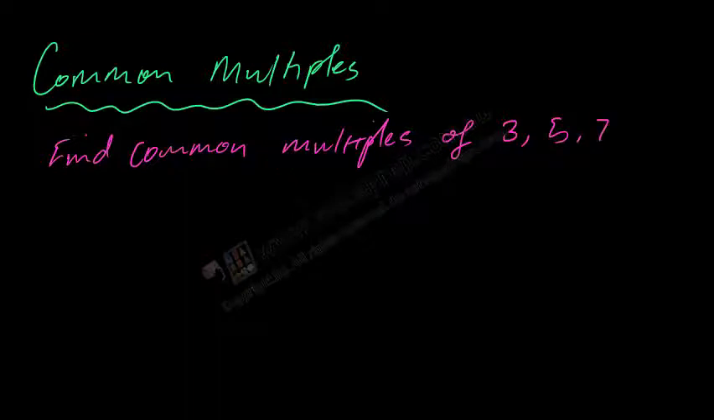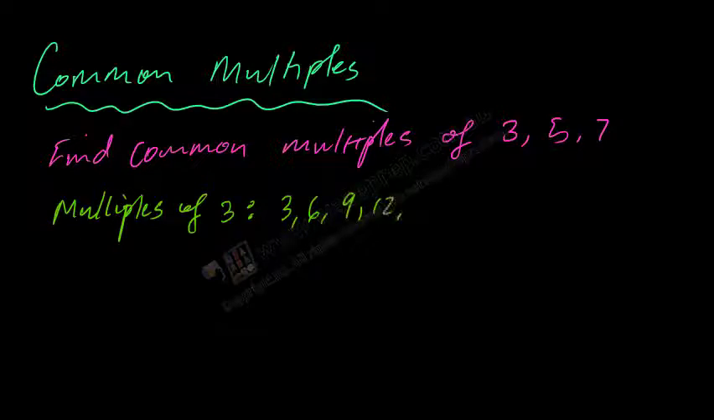So in this case, what we need to do is find the multiples of 3 first. We don't call it common multiples of 3, we say we find the multiples of 3. The multiples of 3 are 3, 6, 9, 12, 15, 18, 21, 24, 27, 30, and so on.